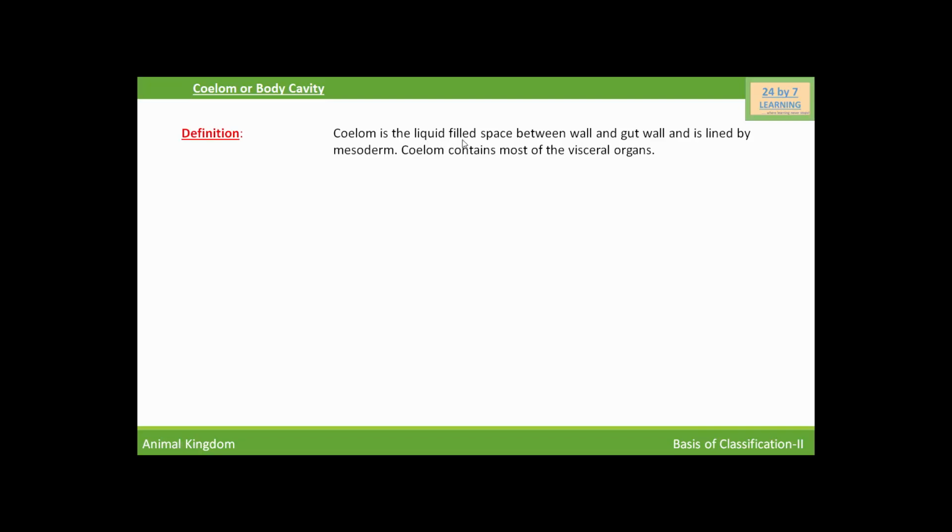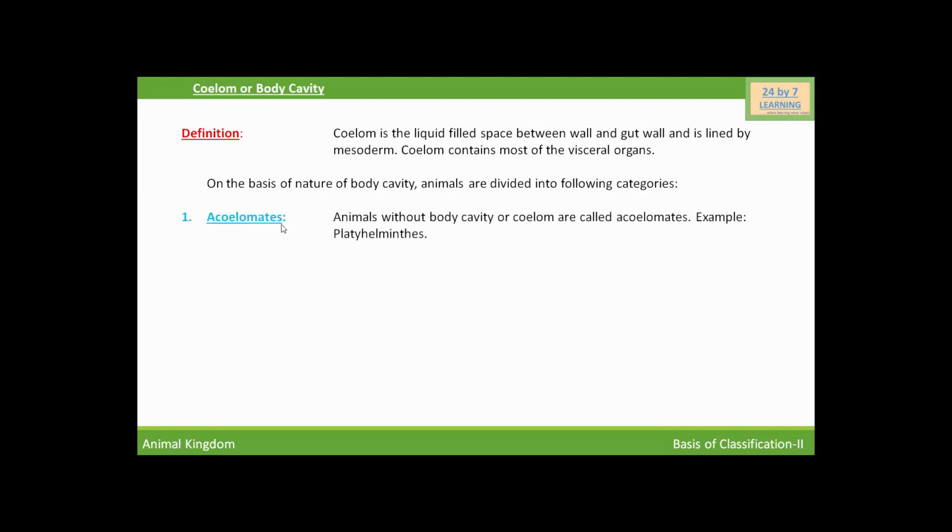Next is body cavity, or we can also say coelom. Coelom is a liquid-filled space between the body wall and gut wall and is lined by mesoderm. Coelom contains most of the visceral organs. On the basis of the nature of body cavity, animals are divided into the following categories. Number one is acoelomates. Animals without a body cavity are called acoelomates.